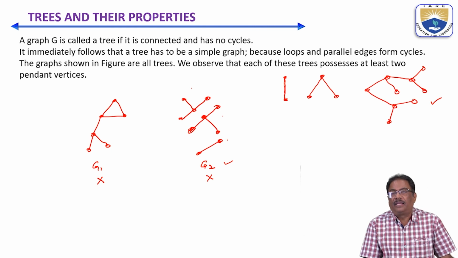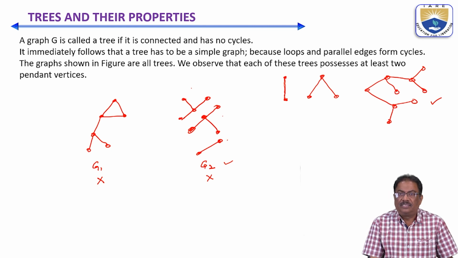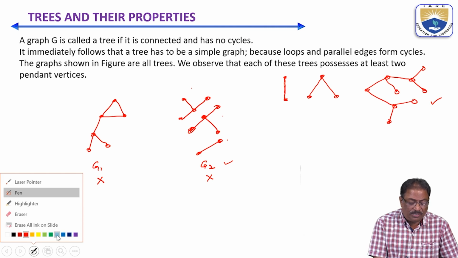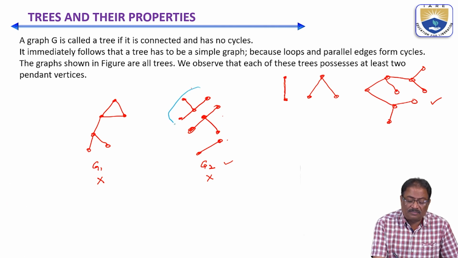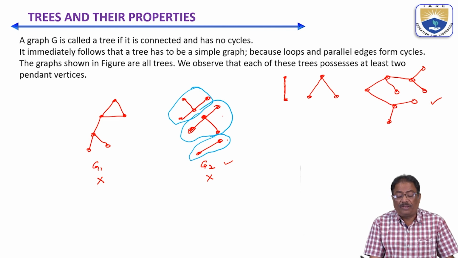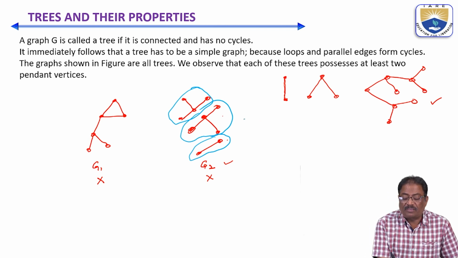A component is nothing but a connected subgraph. So this is one connected subgraph, this is another connected subgraph, and this is another connected subgraph. So here there are 3 connected subgraphs, and each connected subgraph is one component. So it is having 3 components.